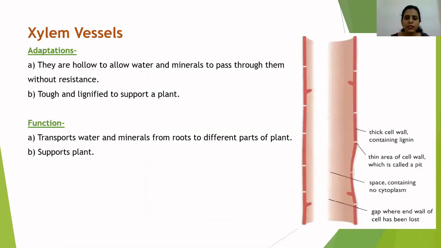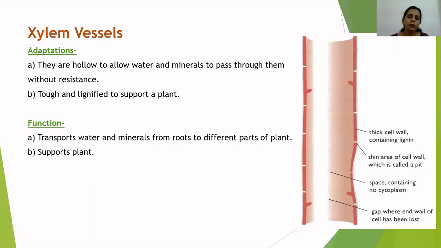Next cell is xylem vessels. Xylem vessels are again present in plants. The location is they are present in all the roots, stems, leaf. Inside leaf they are actually present in midribs and veins. They are not present in the cells between veins. So you can just say that they are located in the roots and all the stems of the plant.